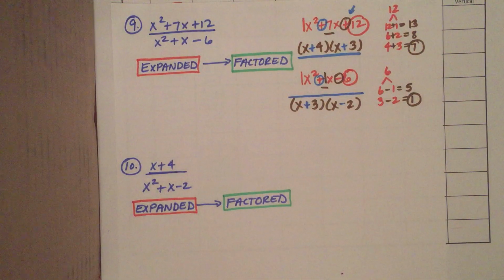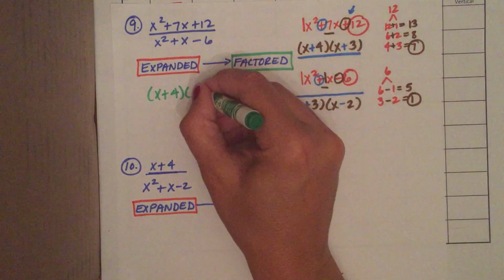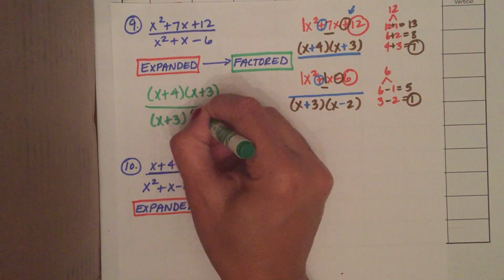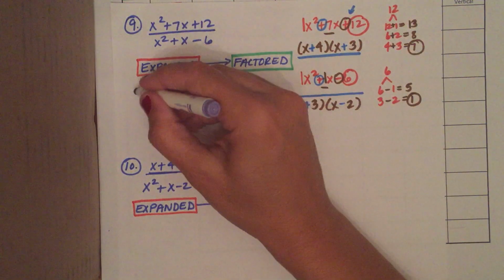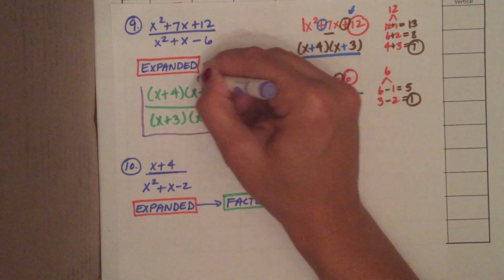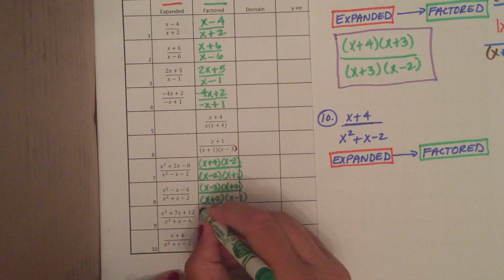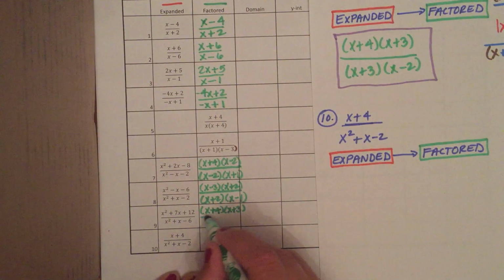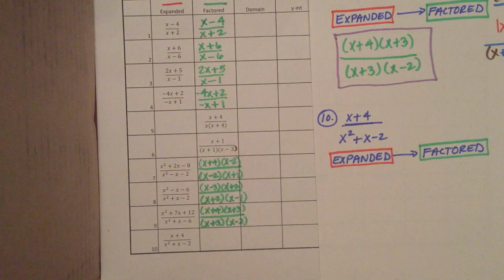So now you've got your factored form, which is (x plus 4)(x plus 3) over (x plus 3)(x minus 2). And that is your factored form for number 9. And we're going to write that in our table, and then we will do number 10, and then we will move on to the next video. So the factored form for number 9 is (x plus 4)(x plus 3) over (x plus 3)(x minus 2). All right, we're moving along.